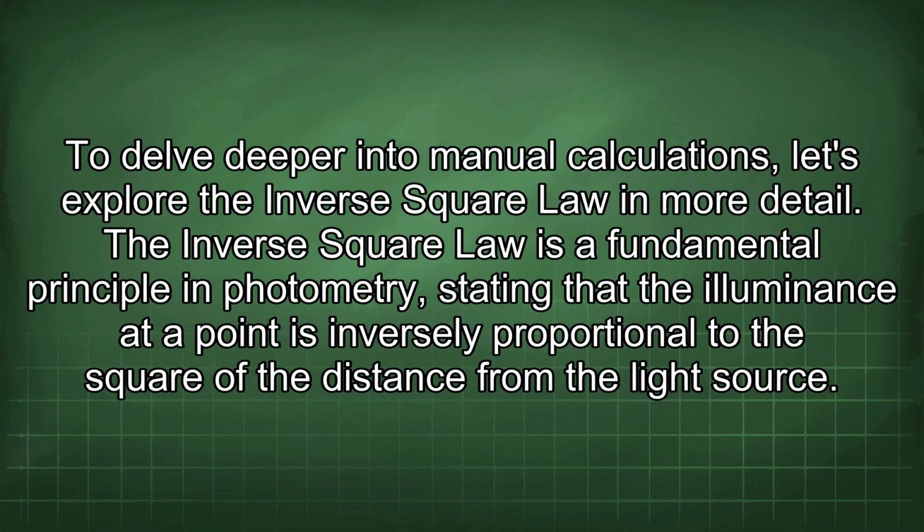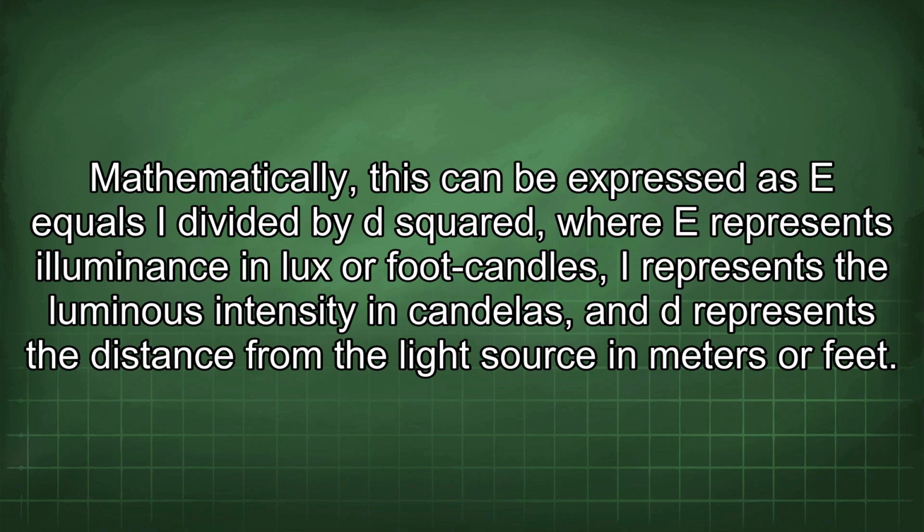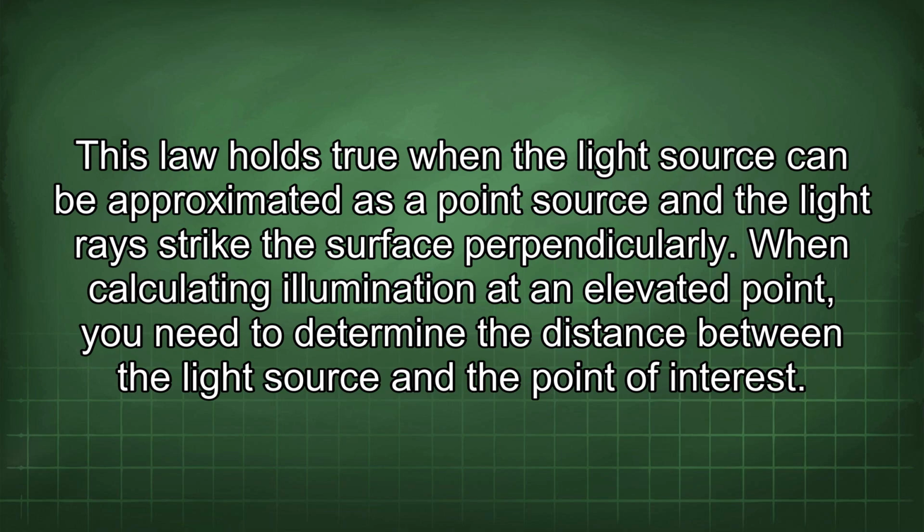The inverse square law is a fundamental principle in photometry stating that the illuminance at a point is inversely proportional to the square of the distance from the light source. Mathematically, this can be expressed as E equals I divided by D squared, where E represents illuminance in lux or foot-candles, I represents the luminous intensity in candelas, and D represents the distance from the light source in meters or feet. This law holds true when the light source can be approximated as a point source and the light rays strike the surface perpendicularly.